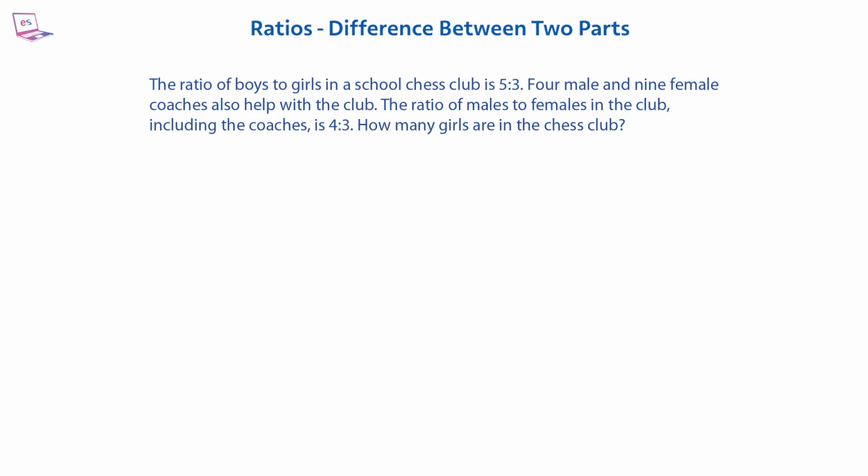In this question, the ratio of boys to girls is given. Then, the ratio is changed to include the coaches. To solve this type of question, you need to write the ratios as equations and then solve them. Let's call the number of boys in the chess club X and the number of girls Y.